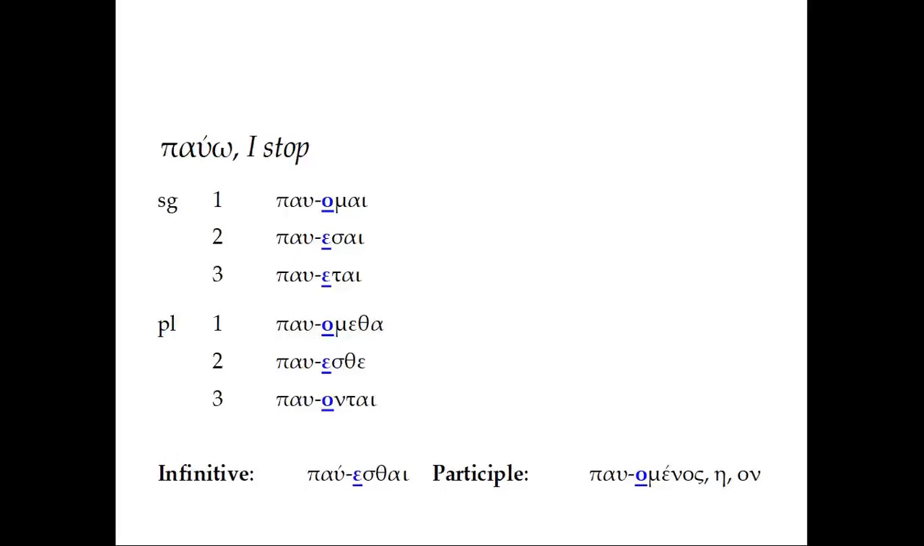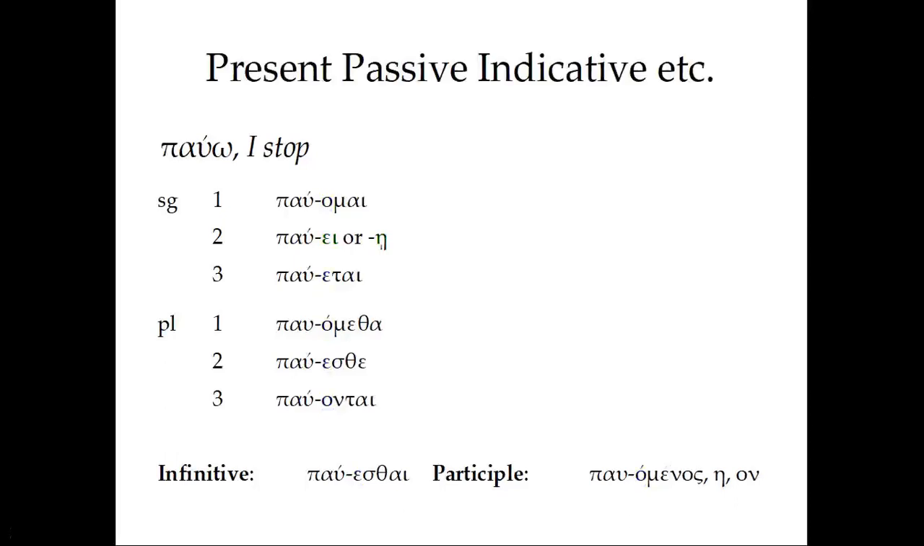And that's not all that we have to do. In the second person singular, we're going to have a little bit of a change. Instead of pao esai, which is what we'd expect, we get pao e. That can be spelled epsilon iota or eta with the iota subscript there. And those are the forms of the present passive indicative. These are very common, very useful. They mean things like, I am being stopped, you are being stopped, he, she, or it is being stopped.